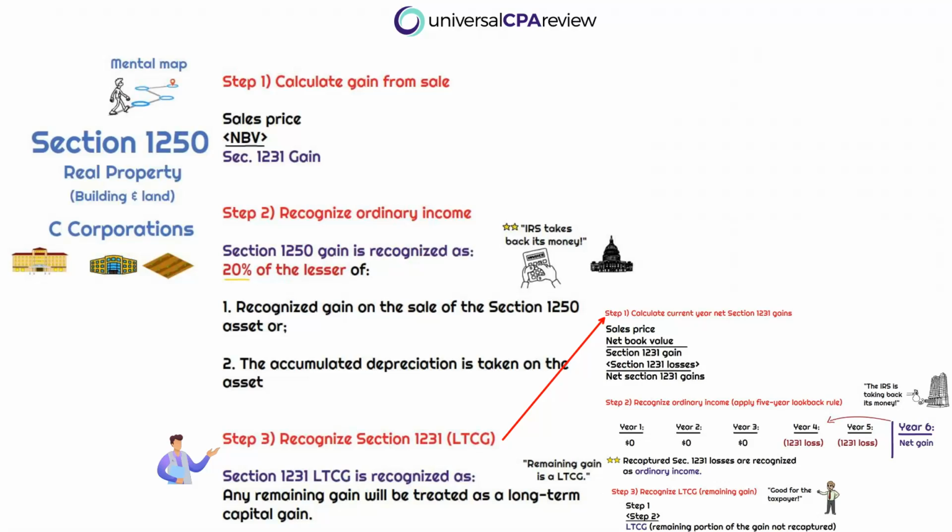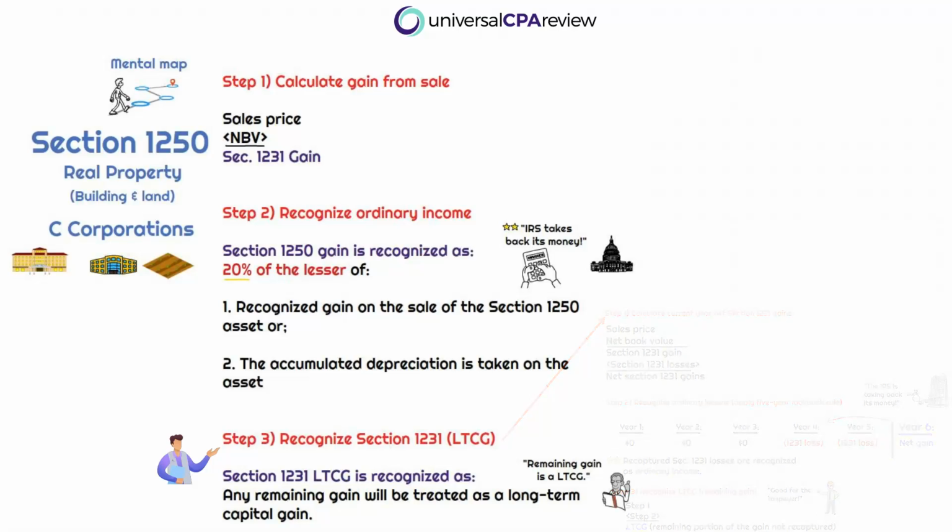Okay, so I know this seems a little bit crazy, but don't get too overwhelmed. Let's just remember this comparison in these mental maps for the remaining portion. Okay, so when it comes to Section 1250 for corporations, the remaining portion after recognizing ordinary income would be a 1231 gain, all right? Rarely are you going to see this in a multiple choice question, but if they throw you a super detailed task-based simulation, don't be too surprised if you see something like this.